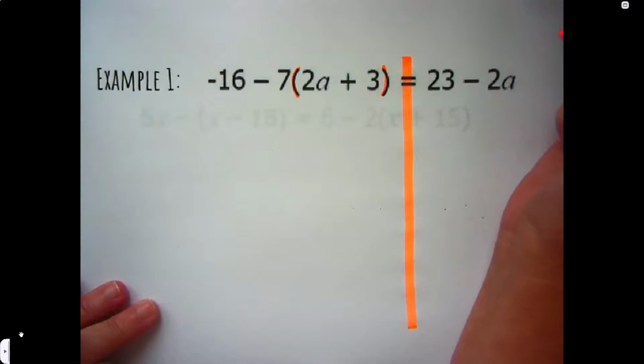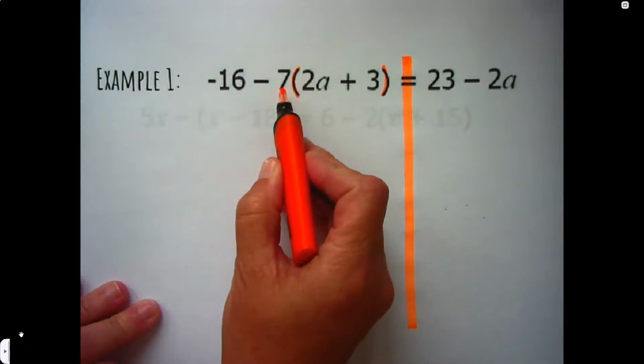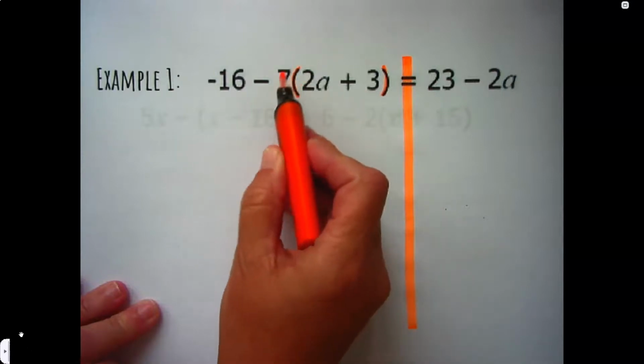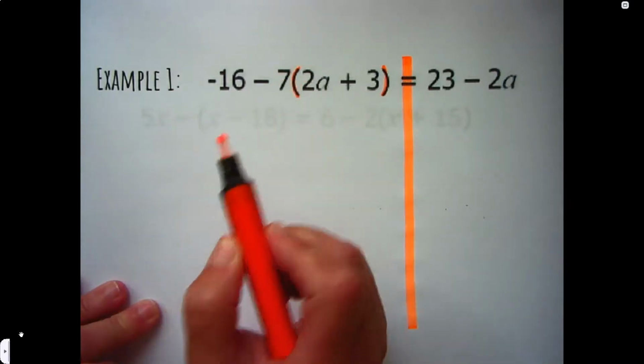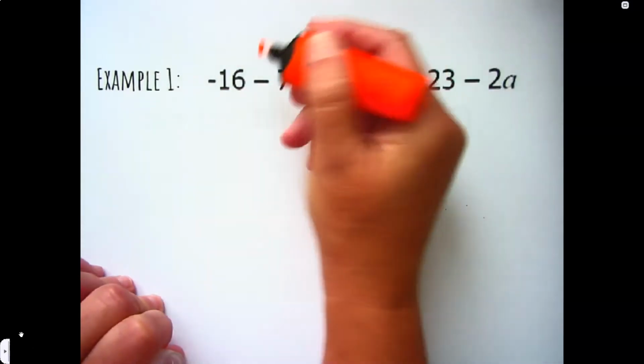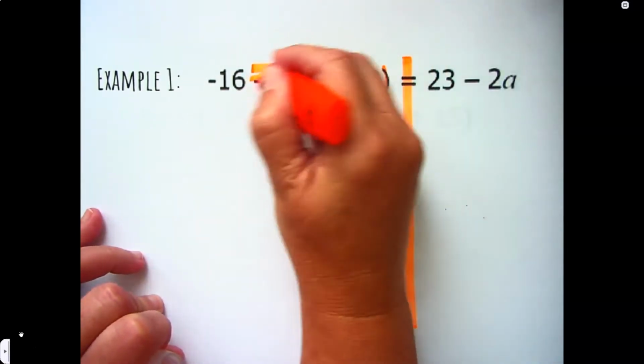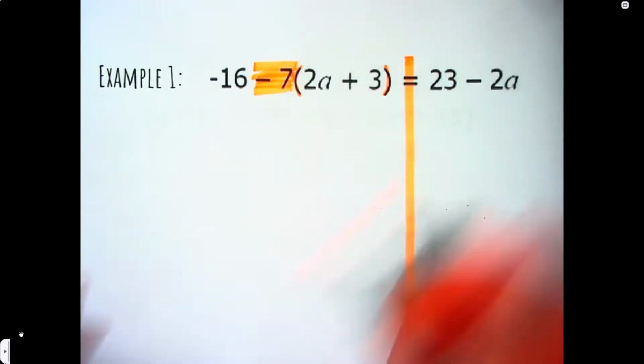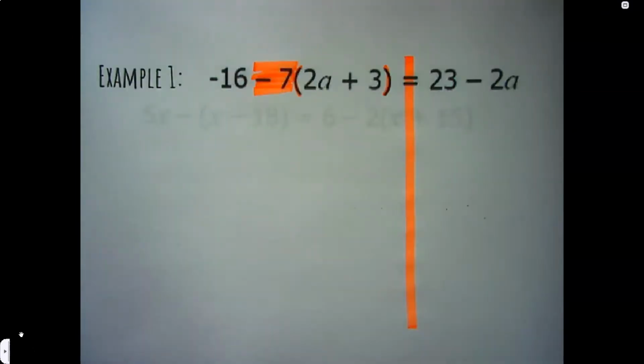So I'm going to have to distribute to make that happen. And I look right beside my parentheses, right up against them, and I see this 7. So that's what I'm going to distribute, but I need to pay attention to my signs as well. So I need to notice that that 7 is a negative 7. So I am going to distribute a negative 7 to make these parentheses go away.